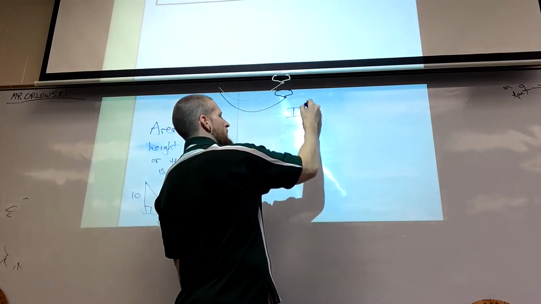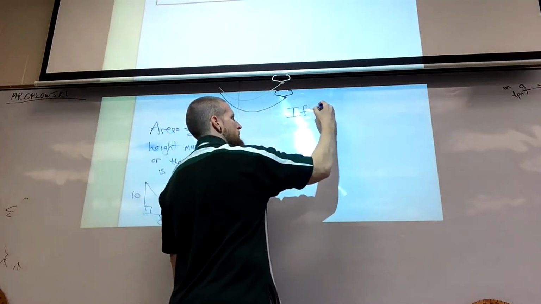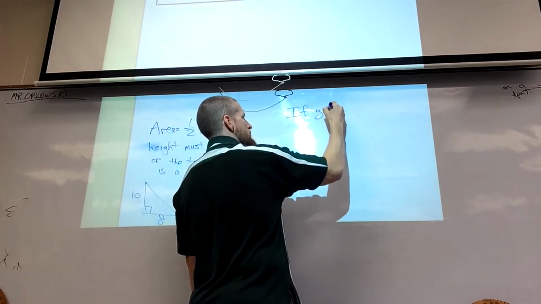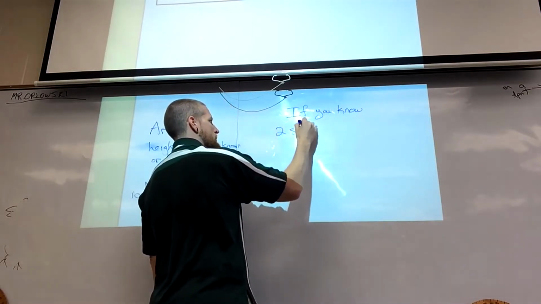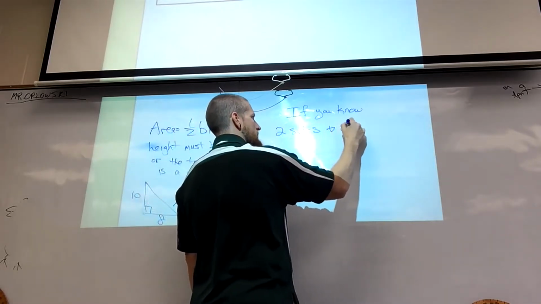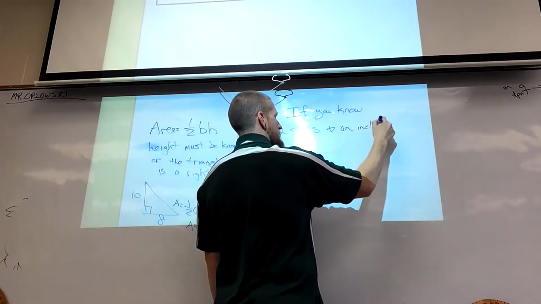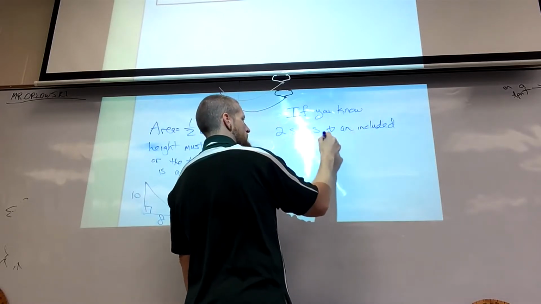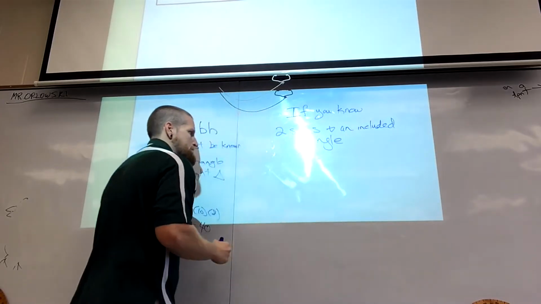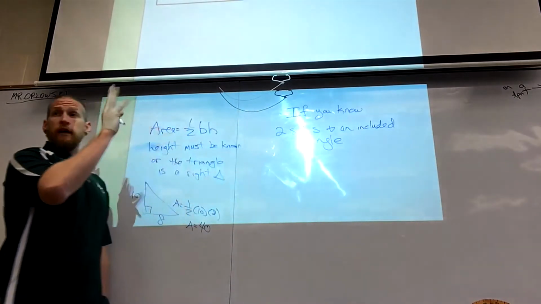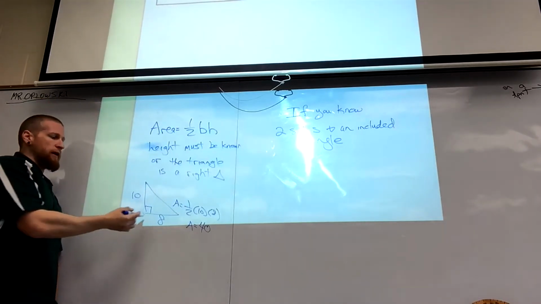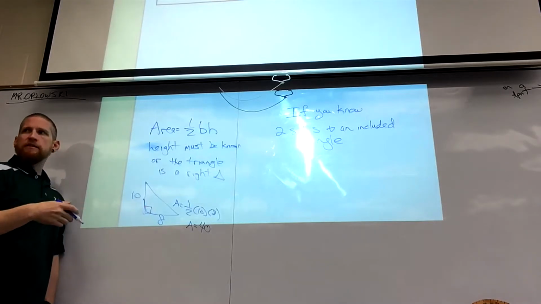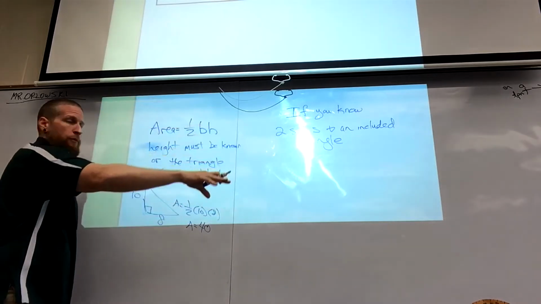So for a triangle, if you know 2 sides and the included angle. Here's the thing, the other formulas are for triangles that are not right triangles, because again, if it's a right triangle, the 2 legs would be your base and height. There would be no need for the other formulas.